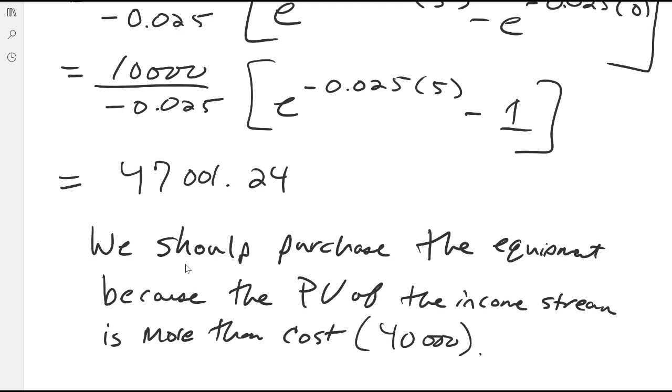Once again, let's say that our answer was $37,000. In that case, I do not want to purchase that equipment because the present value of the money I'm going to earn later on is only worth $37,000, but I'm paying $40,000 today.